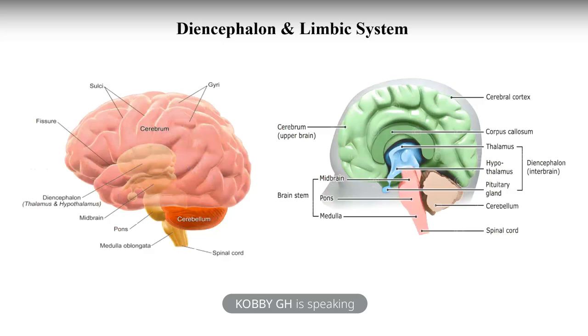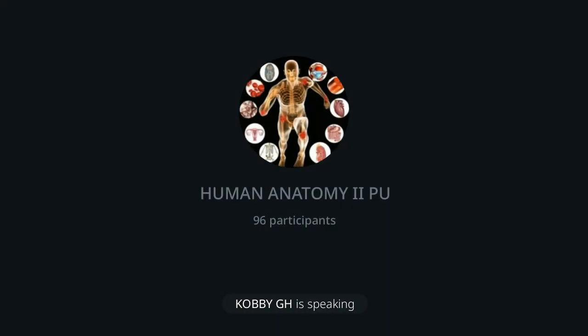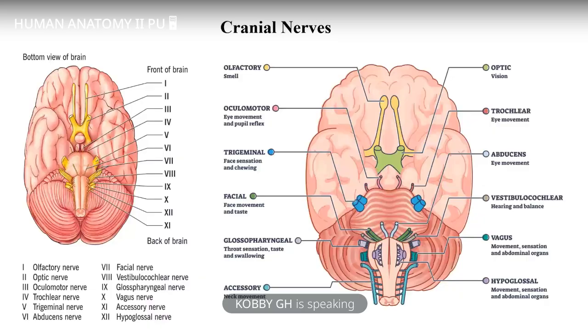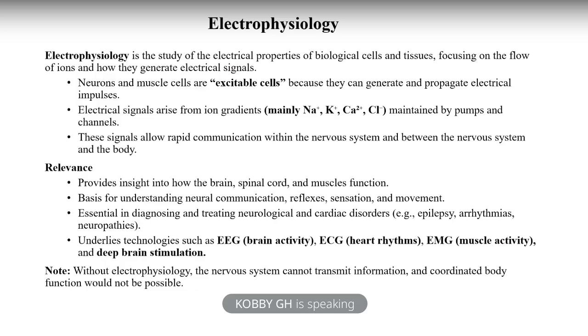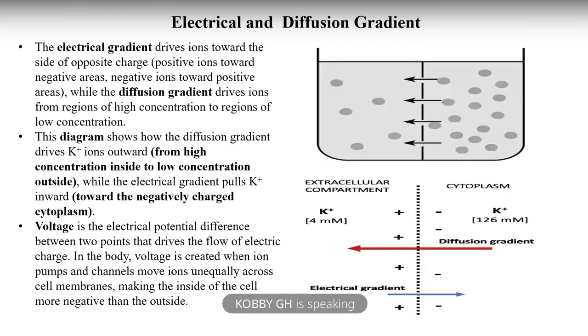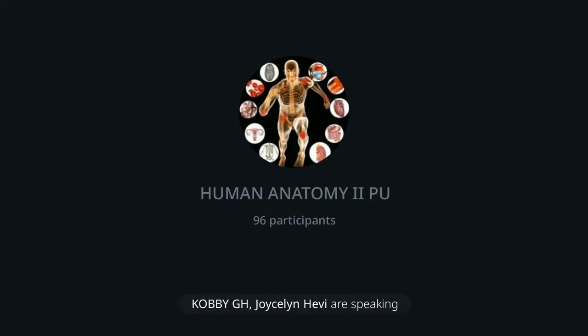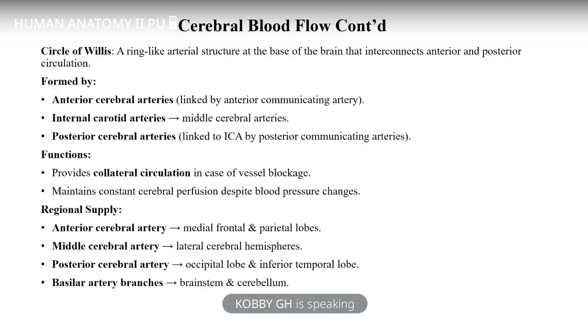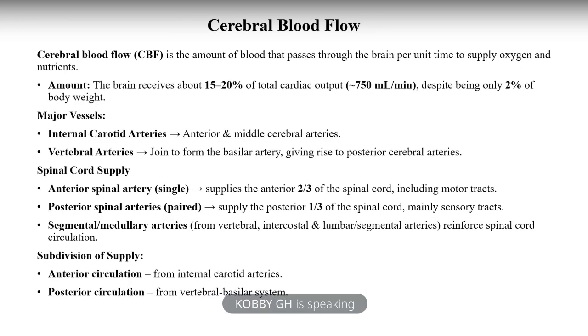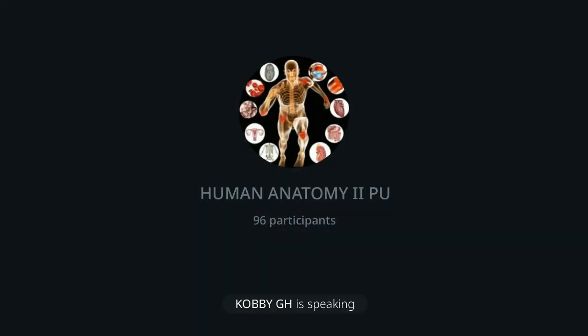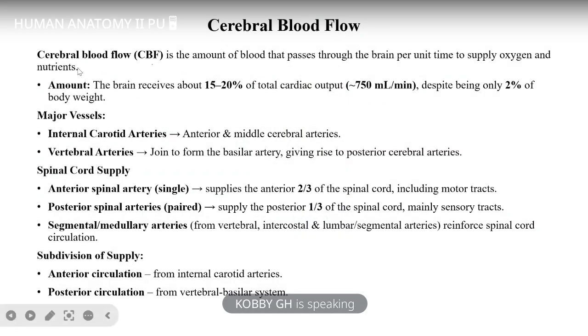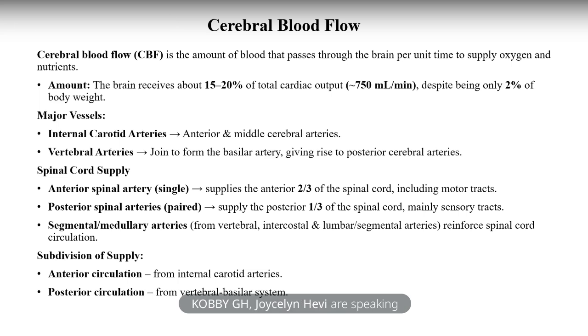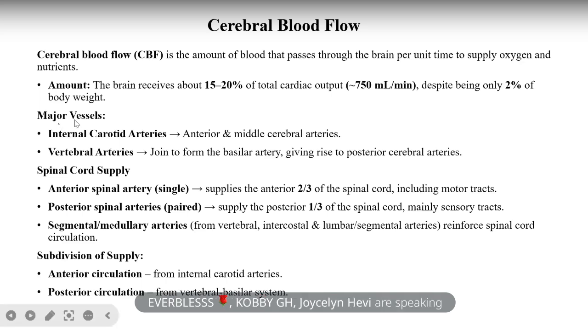Okay, and I think the last thing I'll talk about regarding the brain is what we call the blood supply or blood flow to the brain. We call it cerebral blood flow. When we say cerebral blood flow, we are looking at how blood is being supplied to the brain. So we have major blood vessels that supply blood to the brain. We have the internal carotid arteries, and then we have the vertebral arteries.